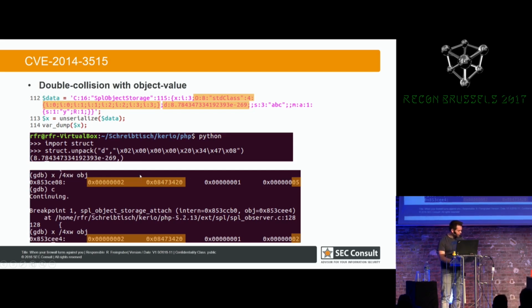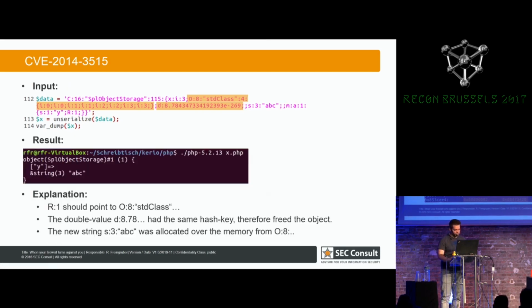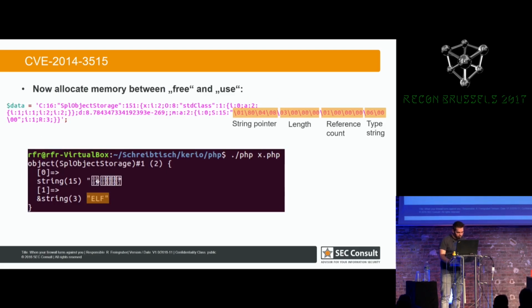But only these first 2 keywords will be used as input for the hash calculation. That means that the second double value will remove this stdClass object from the memory. So the memory will be freed. So this double value will free this object value from memory.